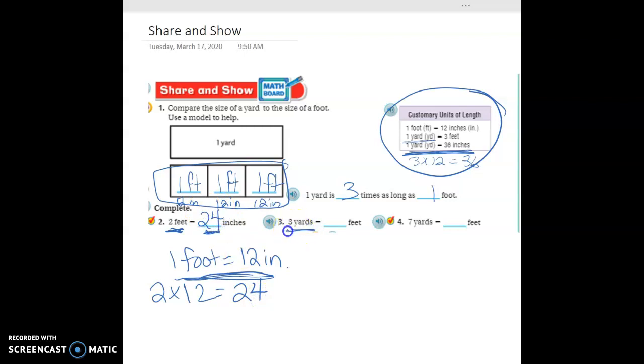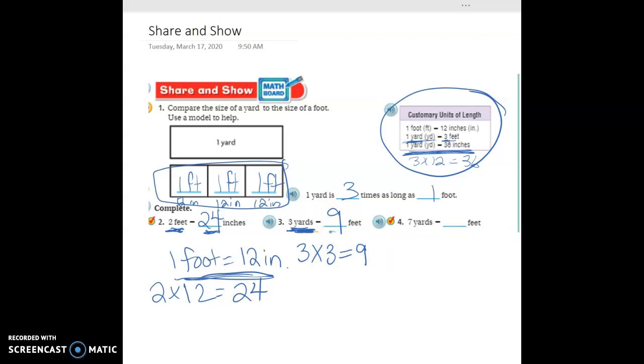3 yards. So pay attention to the vocabulary. 3 yards. So we know that 1 yard is 3 feet. But we have 3 yards. So that's going to be 3 times 3 feet, which gives us 9.